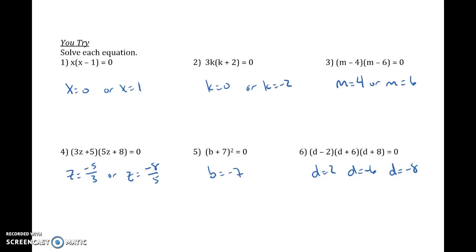All right, go ahead and check 1 through 6. Remember, for number 5, you only have to write that answer once. I didn't show my work here, so obviously you want to make sure you're showing your work so I know what you did.